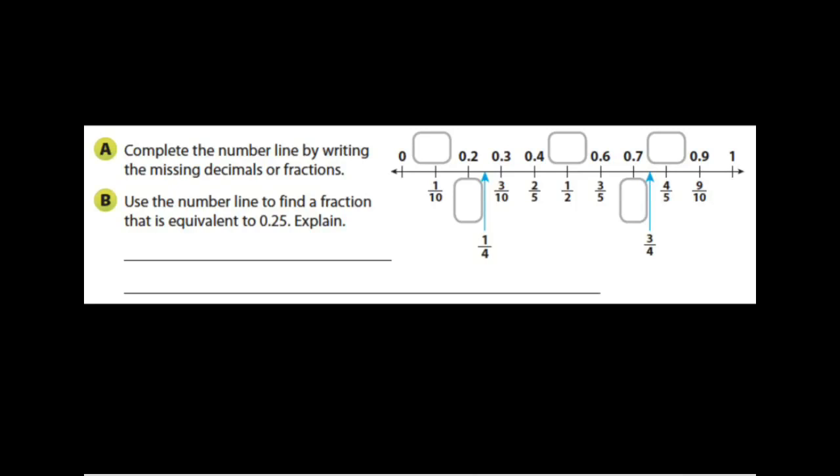Letter A. Complete the number line by writing the missing decimals or fractions. So I'm going to start with the decimals. I look at the top of the number line. I see 0, then a blank. Then I see 2 tenths, 3 tenths, 4 tenths, a blank, 6 tenths, 7 tenths, blank, 9 tenths, and 1 whole.